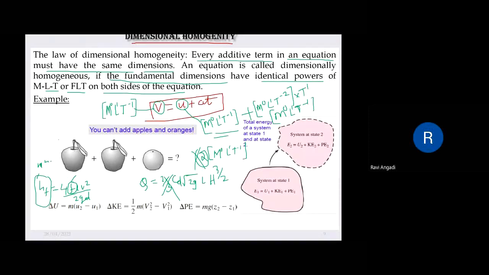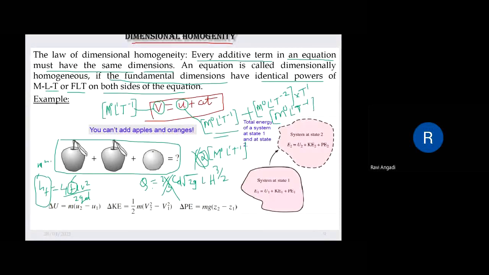That's why I gave the example here, you cannot add apple and orange. Apple plus apple, you should get apple only on the RHS. If you add apple plus orange, then you will get apple plus orange only. The orange cannot become an apple. So this cannot be called a dimensionally homogeneous equation. A dimensionally homogeneous equation is one which has the same dimensions on both sides, LHS as well as RHS.